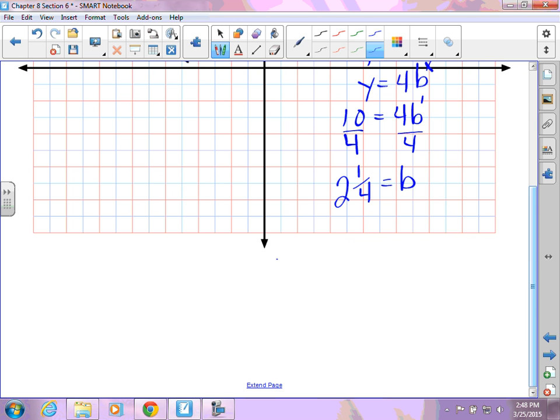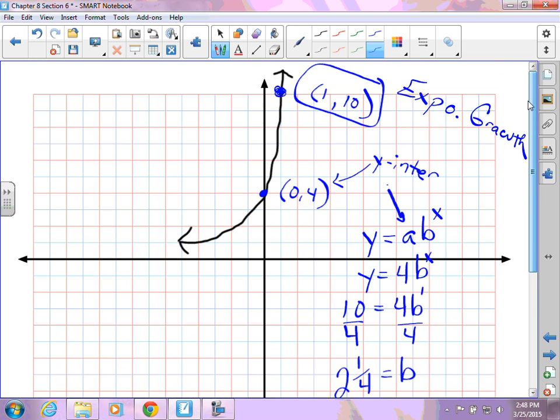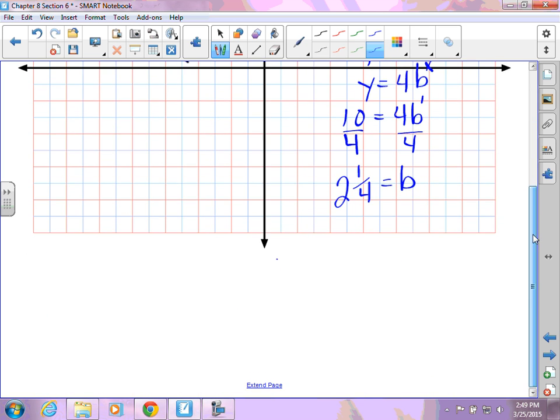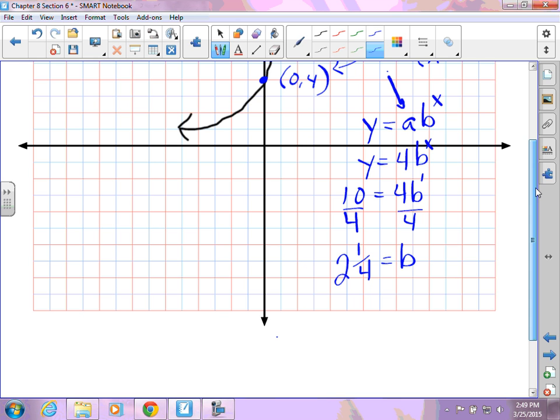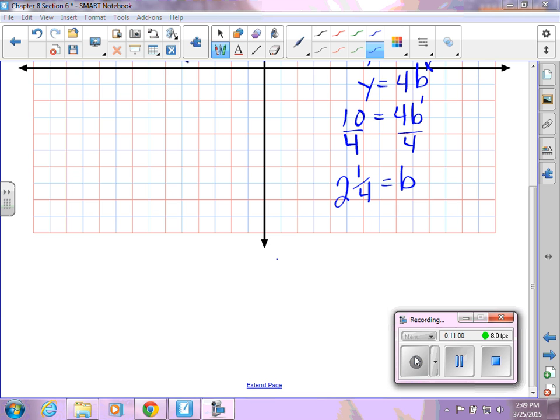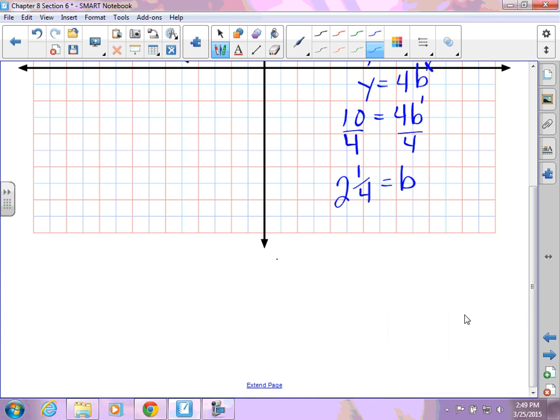Now you're going to notice that that really makes sense because it's a growth. So y equals, you're going to bring that 4 down, okay? You're going to take 2 1/4 as my b, and that's going to be to the x power, right? If you wanted to, you could also write it as 4 times 10/4 to the x power. I just happen to write it as a mixed number. Or you could even write it as 5/2, right? All right, let's go to the next one.